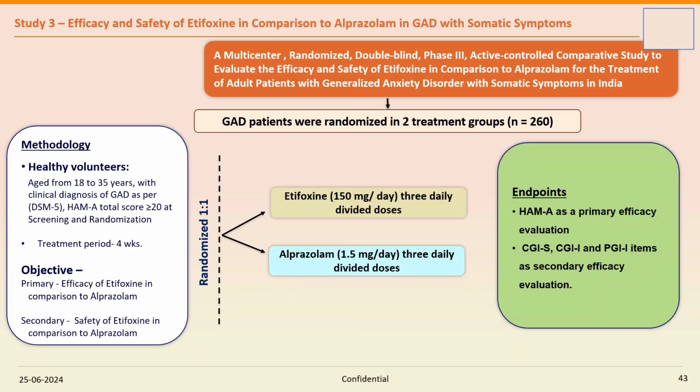It is basically alprazolam and etifoxine in GAD with somatic symptoms. Etifoxine 150 mg per day was given in 3 divided doses and alprazolam 1.5 mg in 3 divided doses. We had healthy volunteers again from the 18 to 35 age group, and HAM-A score was taken, and the endpoint was HAM-A as primary efficacy evaluator, then CGI-S, CGI-I and PGI items as secondary efficacy evaluation.